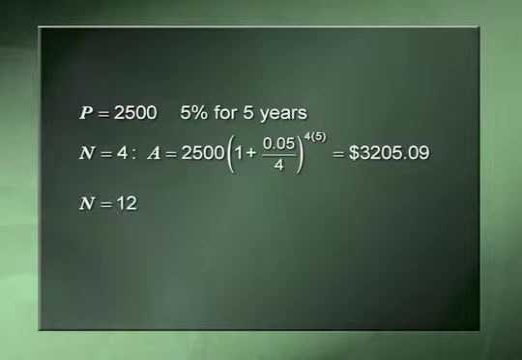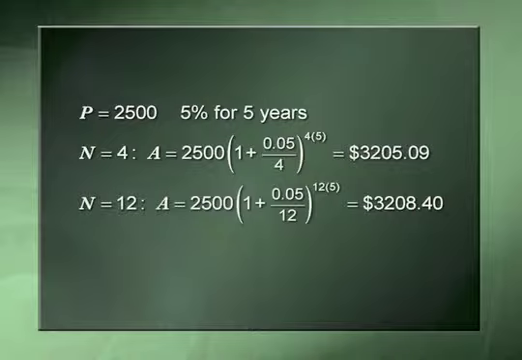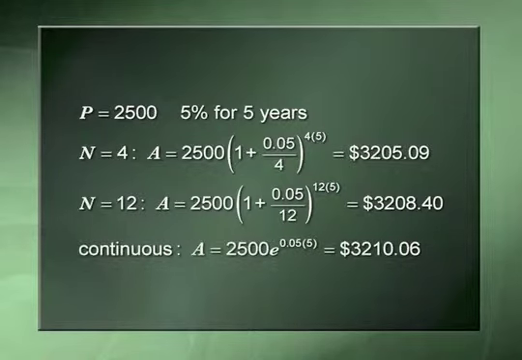How about 12 compoundings? Well, that turns out to be $3,208.40. A little bit more, $3 and something more. How about continuous compounding? Well, now it turns out to be $3,210.06. A little bit more, isn't it?